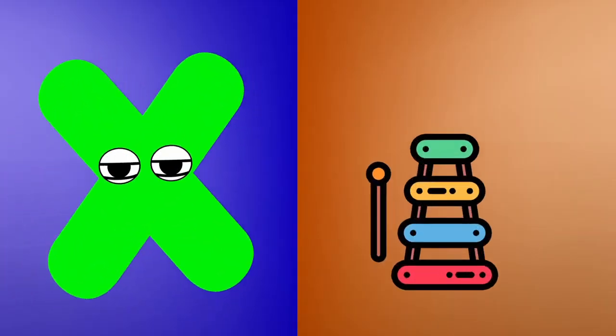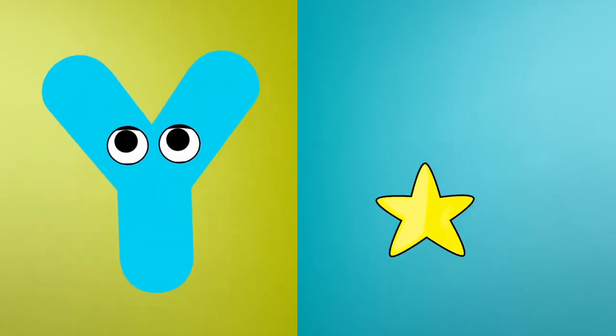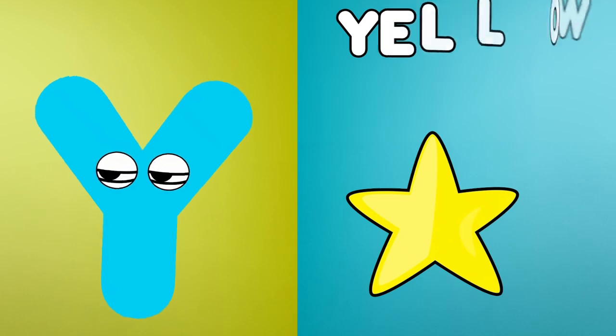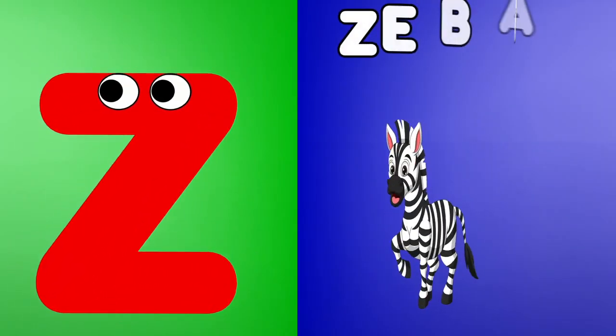X is for xylophone, x, xylophone. Y is for yellow, y, yellow. Z is for zebra, z, zebra.